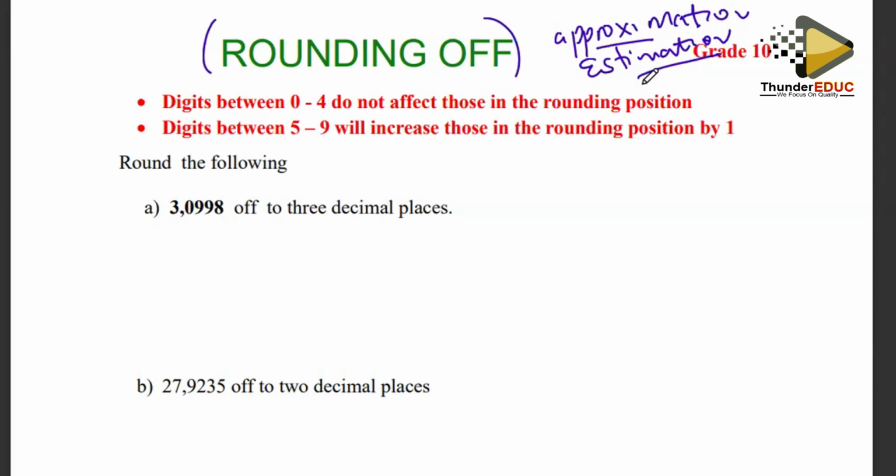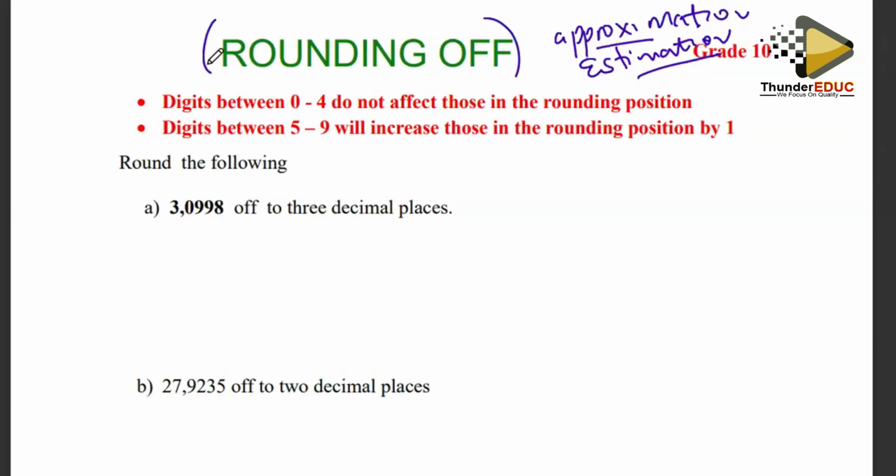Now, there are certain things that we need to look out for. Number one, whenever you are rounding off, we need to look at the digits between 0 and 4 and understand that these digits do not affect those in the rounding position. So step number one, we need to identify the rounding position. The rounding position is basically that position where you must round off to.